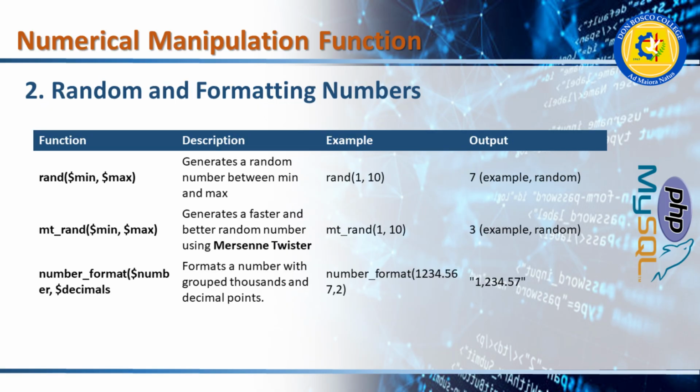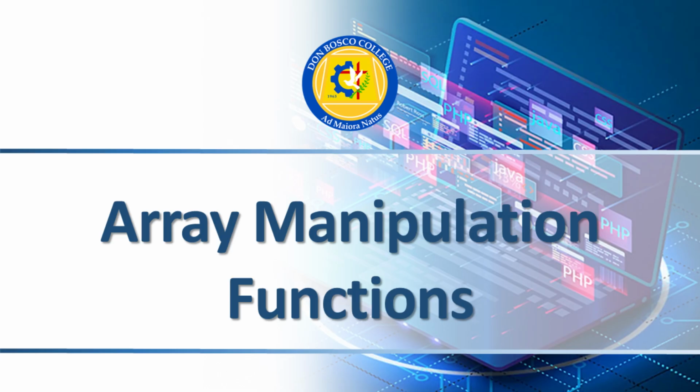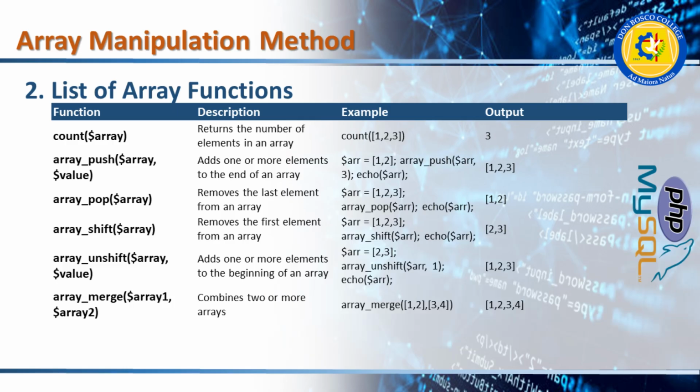Next is random and formatting numbers, including rand, which generates a random number between a minimum and maximum, mt_rand, which generates a faster and better random number using the Mersenne Twister algorithm, and number_format, which formats a number with grouped thousands and decimal points. Next, the PHP manipulation function is array manipulation functions, and the following are the array manipulation functions.